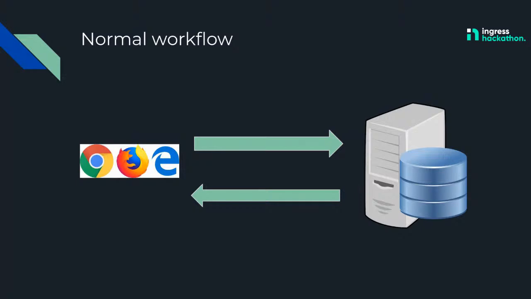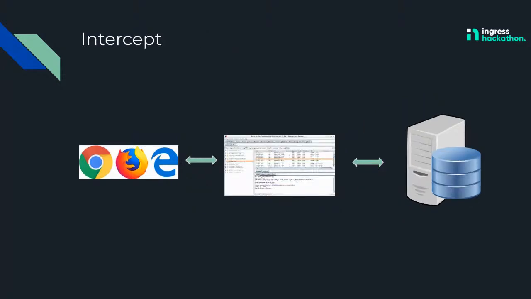This is a normal workflow of a web application. You request something in the browser, it goes to the server, and the server responds back. We can use Burp Suite to intercept the traffic, so whatever requests we give to the browser will be captured by Burp Suite, and you can use it to change the data and send it to the web server. This is the main use of Burp Suite.